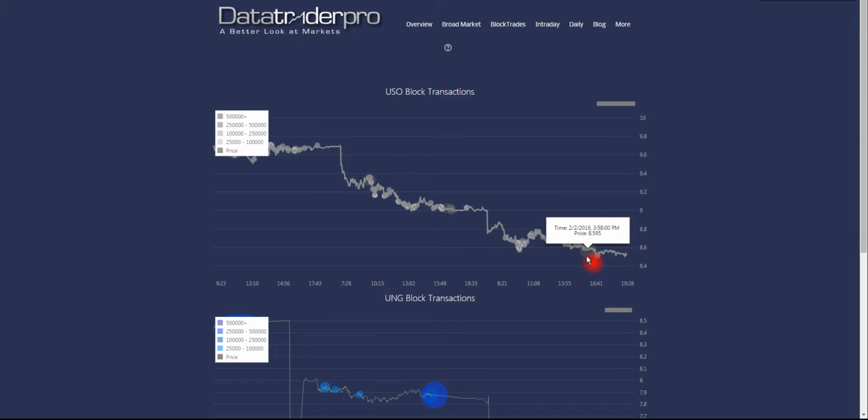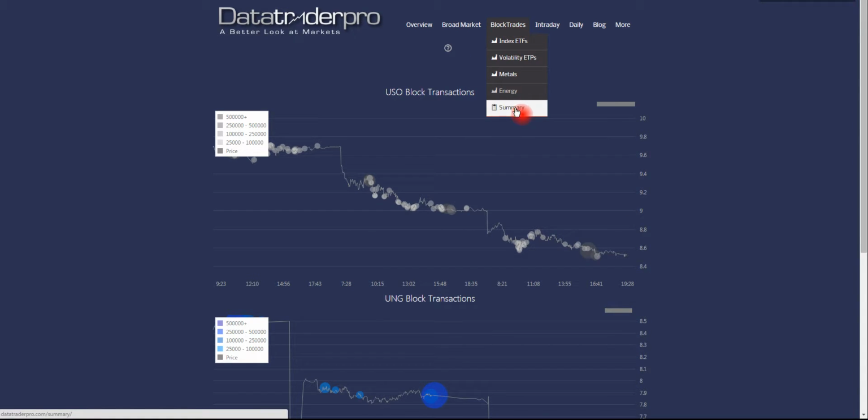We won't know until we have a look at the 857, 860 level. I think there were more at the low 860s level on USO. If we can't maintain above that level, then stay short or stay out. Let's go to the summary page.